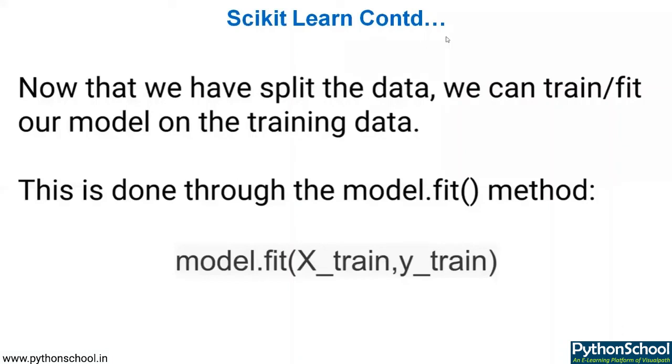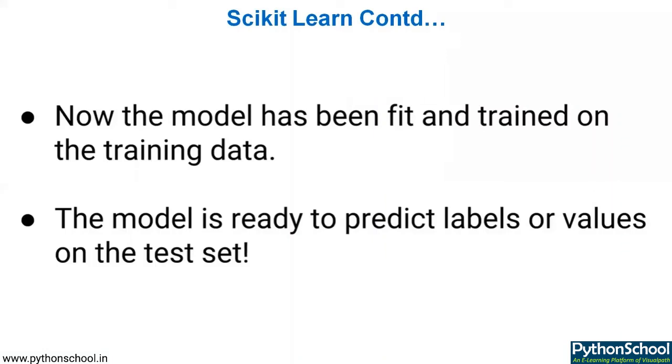Now that we have split the data, we can train or fit our model on the training data. This is done through the model.fit method. You say model.fit and pass the x_train and y_train, the features and the labels of the training data set. So remember that this model was the object which you instantiated, and x_train will be your features and y_train will be your labels which you're trying to pass and fit into the model. Now the model has been fit and trained on the training data. The model is ready to predict labels or values on the test set, which is the test data.